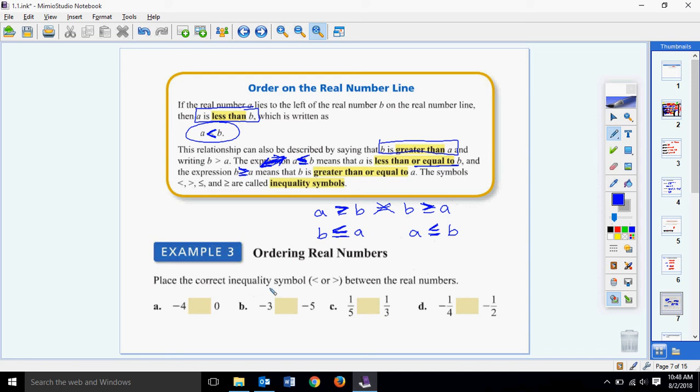So it wants us to place the correct inequality symbol in between these two numbers. So we have 4 inequality symbols: the less than, the greater than, less than or equal to, and greater than or equal to. Okay, inequality.